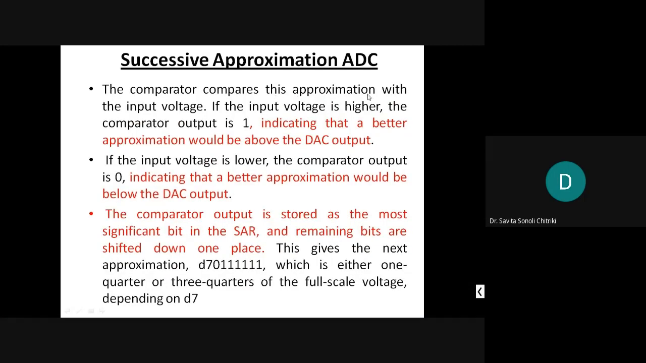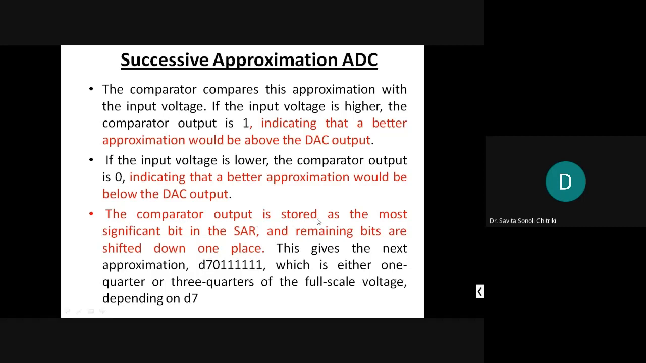The comparator compares this approximation with the input voltage. Whatever the DAC output is, that and the input voltage are compared. If the input voltage is higher, the comparator output is 1, indicating that the better approximation would be above the DAC output. If the input voltage is lower, the comparator output is 0, indicating that the better approximation would be below the DAC output. So it will give you the next value below the DAC. So what does the SAR do? It gives another value then.